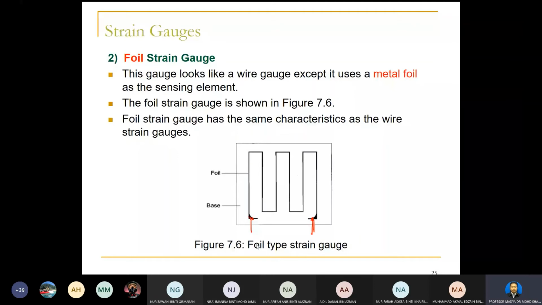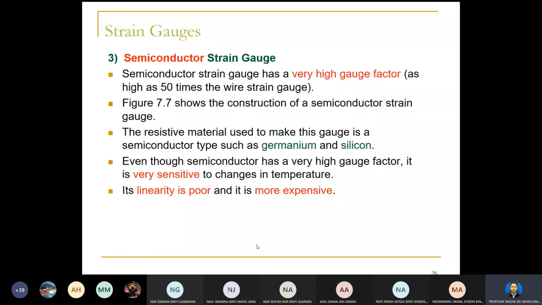Okay, next is the semiconductor strain gauge. The semiconductor strain gauge has a very high gauge factor, about 50 times that of the wire strain gauge. Figure 7.7 shows the construction of the semiconductor strain gauge. The resistive material used to make this gauge is a semiconductor type such as germanium and silicon.